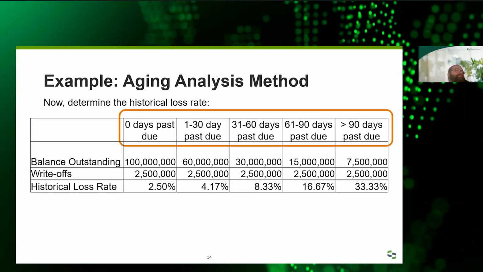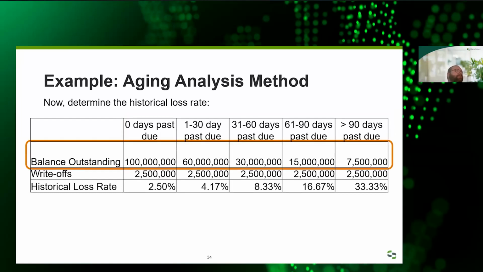And then what they simply do is they're going to calculate the historical loss rate for each individual aging category, right? So we use the same aging categories as the previous slide, and we start with the balance outstanding, and that is the 100 million, the beginning balance. If you recall from the previous slide, 40 million was paid before it became even 1 day overdue. So that means the past due balance would be the 60 million. And then 30 million, and so on and so forth, right? So it would be straight from the slide before.